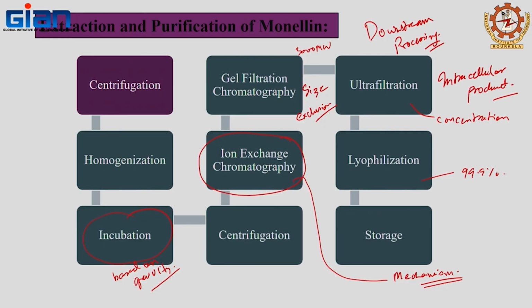For API we are going to use a lyophilization system, India's model lyophilization. We have the capacity to lyophilize 200 liters at a time, and after the lyophilization we get the API, which can be further stored and used for the next purposes.